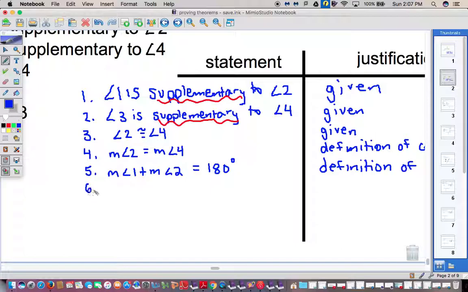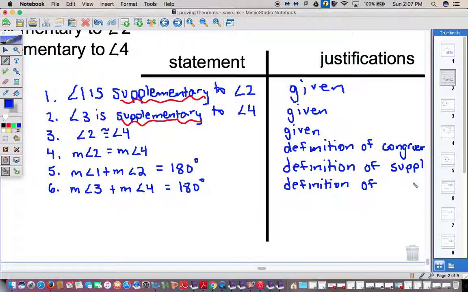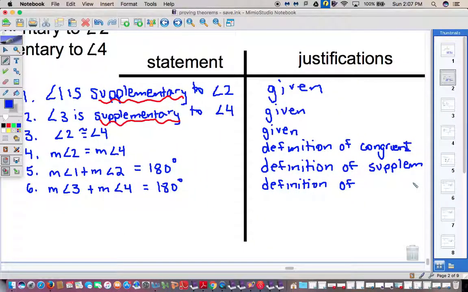And then for step 6, we can say the exact same thing about angle 3 and angle 4. The measure of angle 3 plus the measure of angle 4 is equal to 180 degrees. And again, this is by the definition of supplementary.